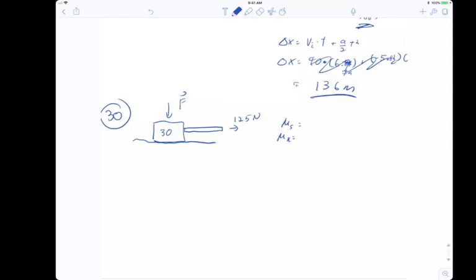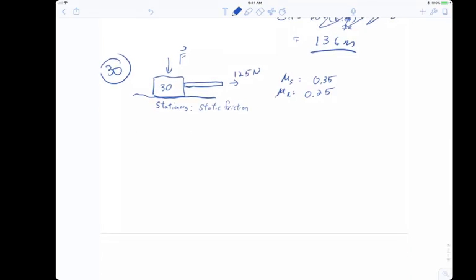Static friction, it's 0.35, and kinetic, it's 0.25. Okay. So, the deal here is that we want the object to stay stationary. And that means static friction. Alright, so kinetic friction, that's a red herring. Doesn't matter. Okay, so let's start the analysis.